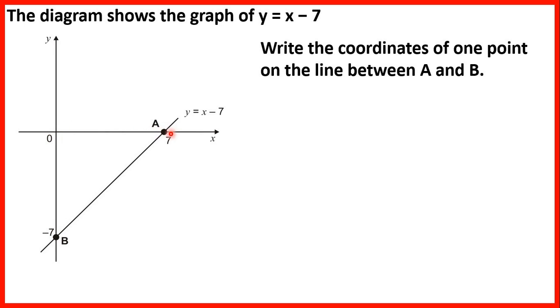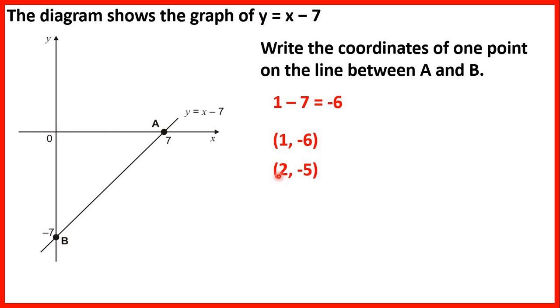And then the x coordinate we can see will need to be less than 7 because point A has an x coordinate of 7. So if we have x as 1, 1 minus 7 is minus 6. So if the x coordinate is 1, the y coordinate will be minus 6.